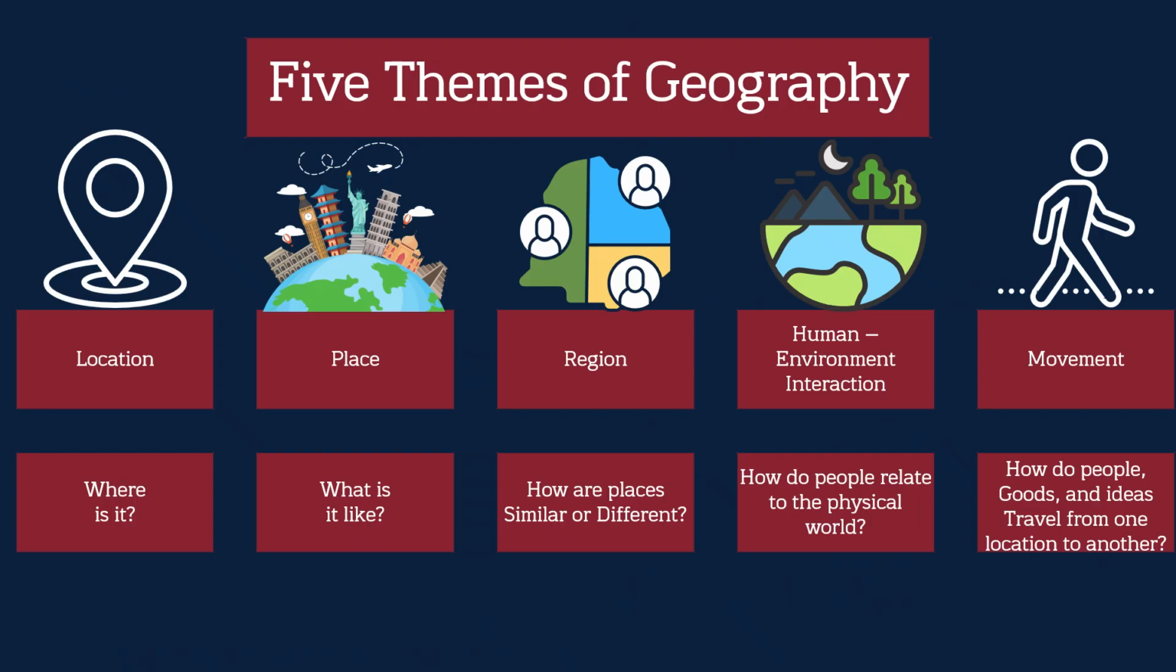Now, there are 5 themes of geography: location, where is it? Place, what is it like? Region, how are places similar or different? Human-environment interaction, how do people relate to the physical world? And movement, how do people, goods, and ideas travel from one location to another?